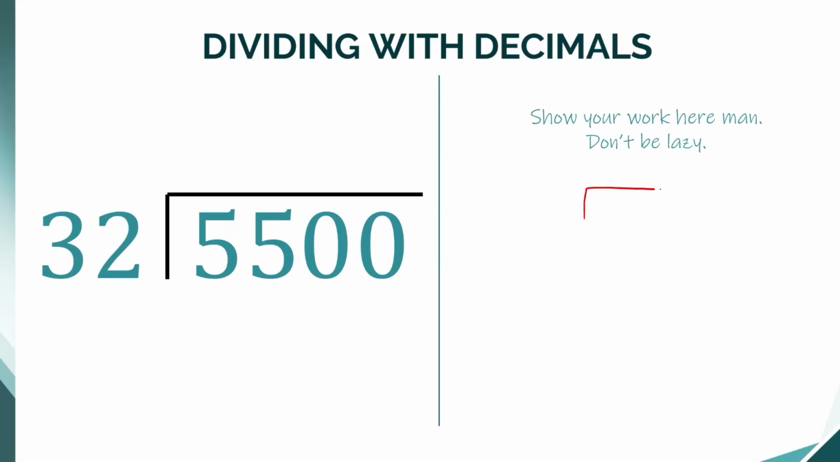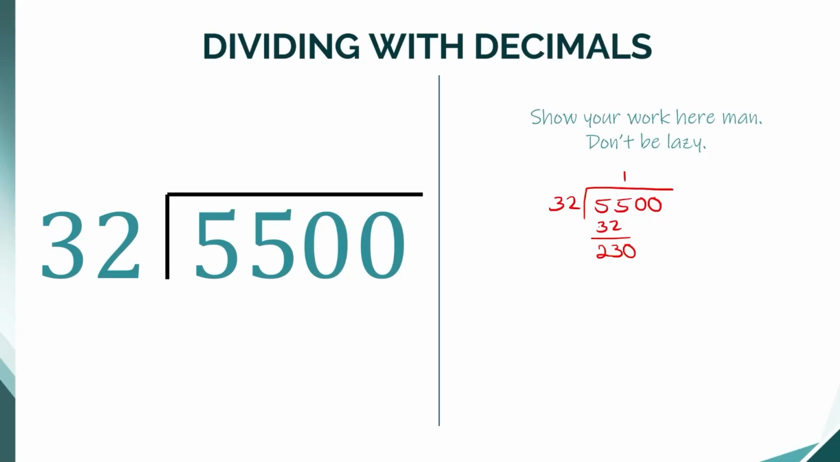And of course, we're going to show the work again. Ooh, that was the best house yet. Now I'm going to mess up the numbers. All right, 5,500 divided by 32. Here we go. 32 goes into 55 one time. 1 times 32 is 32. 55 minus 32 is 23. 32 does not go into 23.